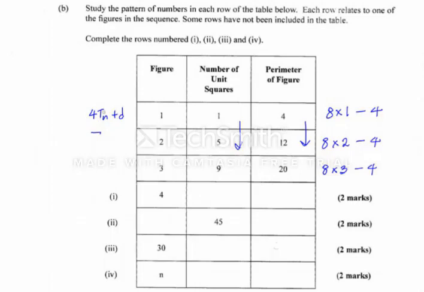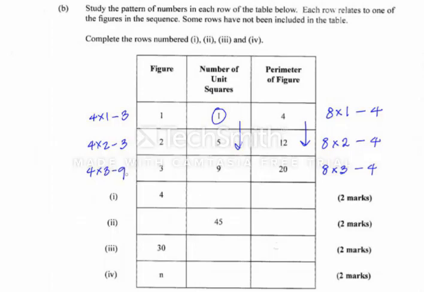Over here, on the left-hand side, for the middle column, in the first one, tn is 1, so it's 4 times 1, which is 4. What do you do to that to get 1? You must subtract 3. So over here, d is 3. So what we have is 4 times 1 minus 3, and that gives you 1. Then 4 times 2 minus 3 gives you 5. And 4 times 3 minus 3 gives you 9.